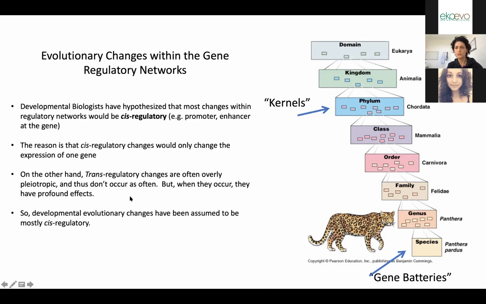What they concluded is that it's not easy for a mutation to happen in this trans-regulatory part, but when it happens, it happens. It takes a very long time because it has a profound effect on the animal body plan. So this was my last slide, my last presentation. I hope you are there.